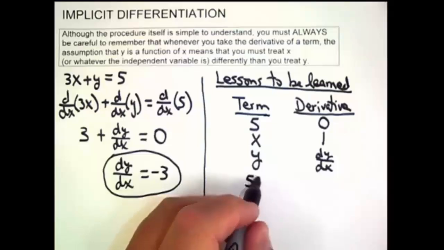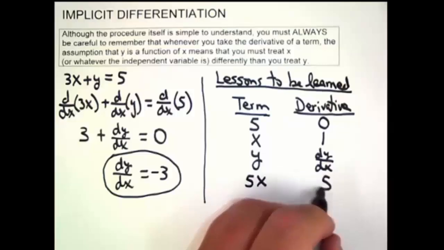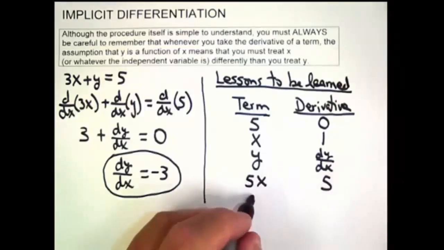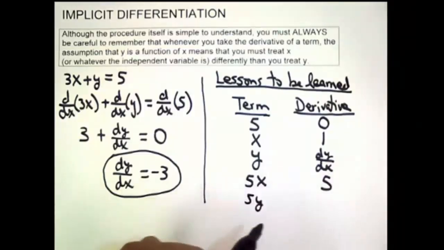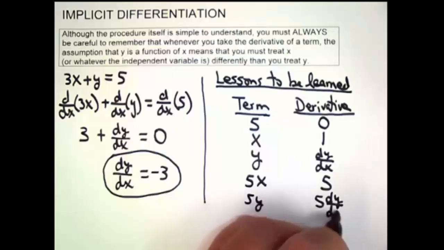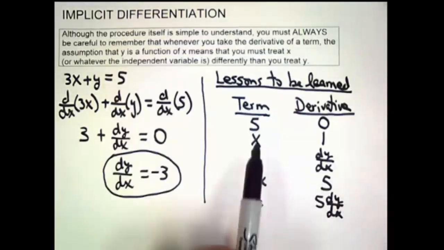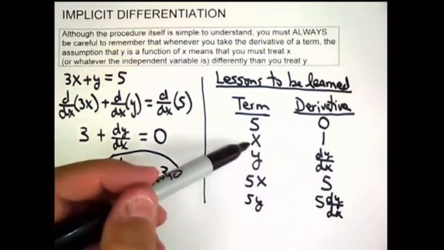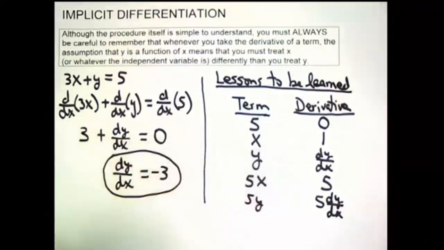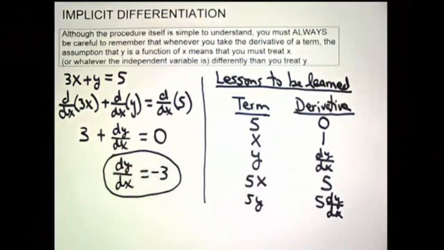If I have something more complex involving just x, say 5x, that derivative would be 5. But if I had 5y, the derivative is going to be 5 times the derivative of y with respect to x. So when you have a constant 0, when you have some term involving just x, it's your ordinary derivative rules, but whenever a y is involved, you're going to have a dy over dx.